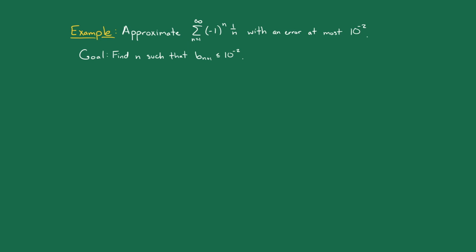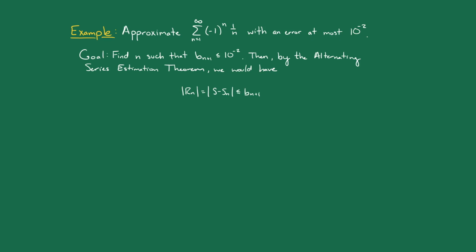And why would this help? Because then, by the alternating series estimation theorem, we would have that the error in approximating the sum s by the nth partial sum is less than or equal to B(n+1), which we constructed to be less than or equal to 10^-2. So, we will have successfully bounded the error by 10^-2, just like we wanted.